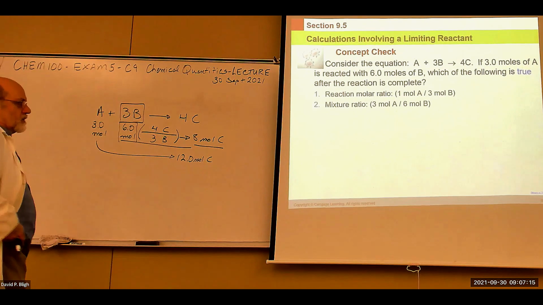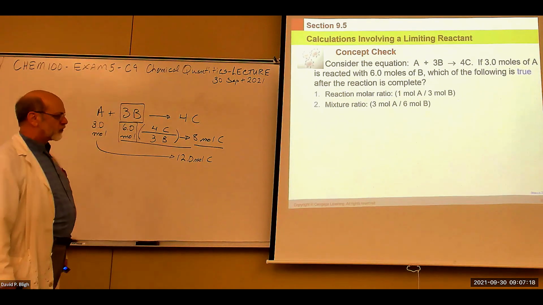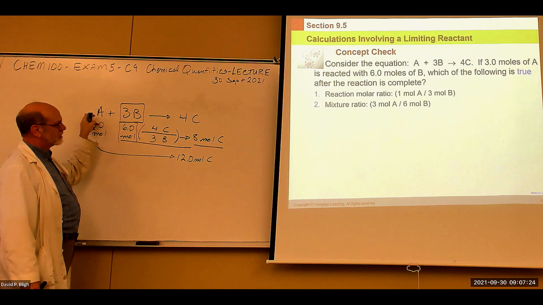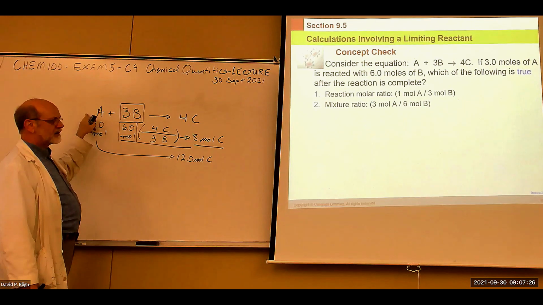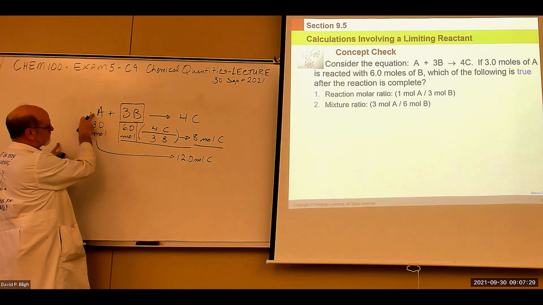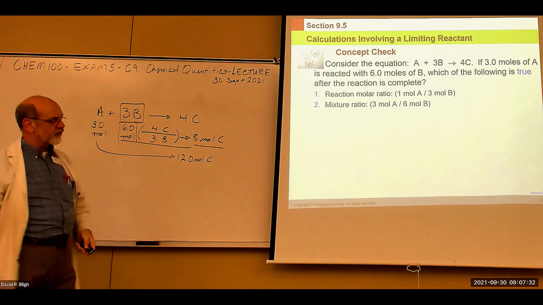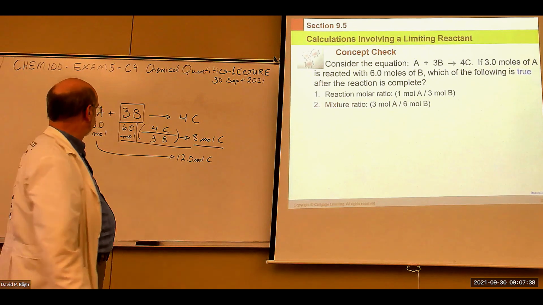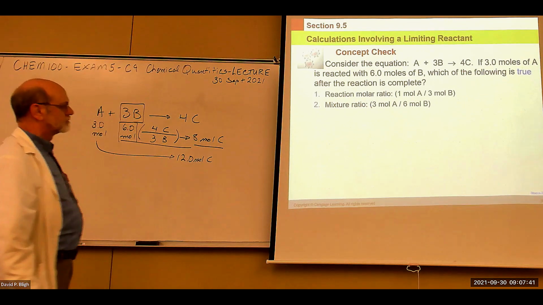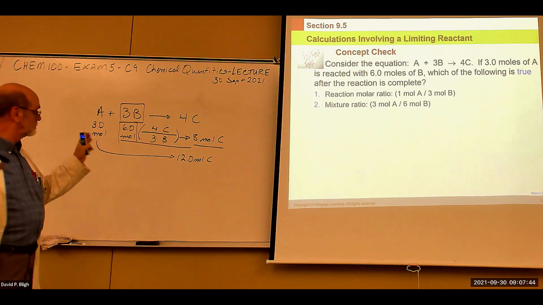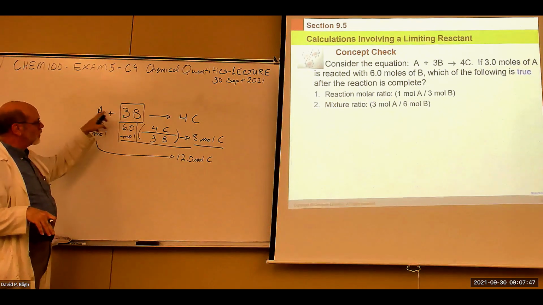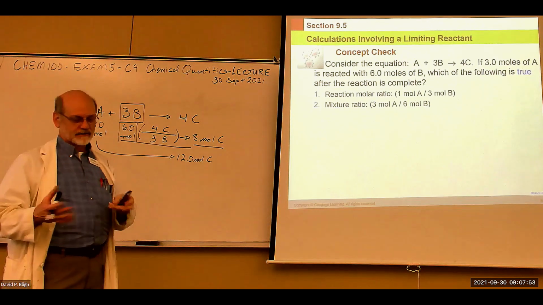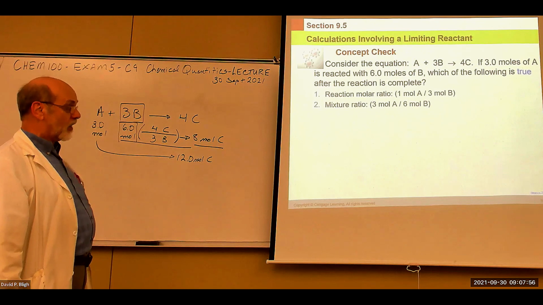The mixture ratio, 3 moles of A to 6 moles of B. Well, 1 to 3 is the same as, let's see, if this is 3, then 3 times that is 9, so it should be 3 to 9. That one is false. Oh, excuse me, I'm wrong. The actual mixture, that's the molar ratio in the reaction, but the actual mixture is 3 to 6. That's true. So 1 and 2 are both true.